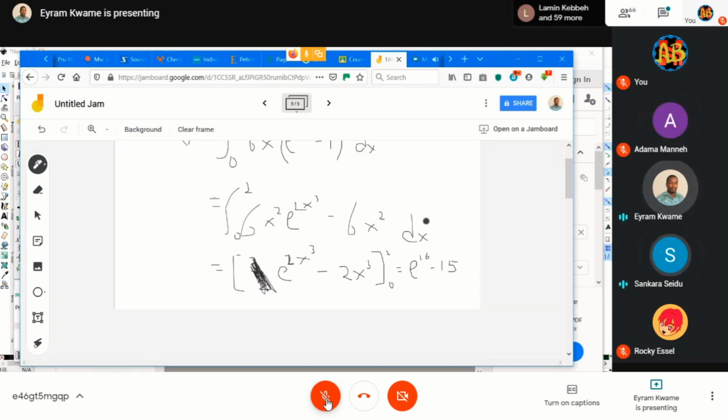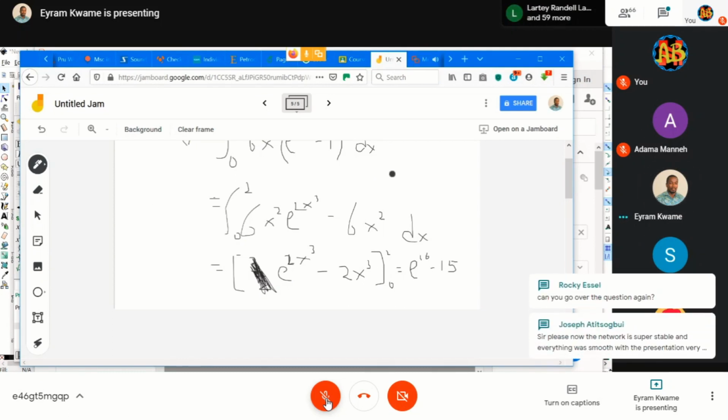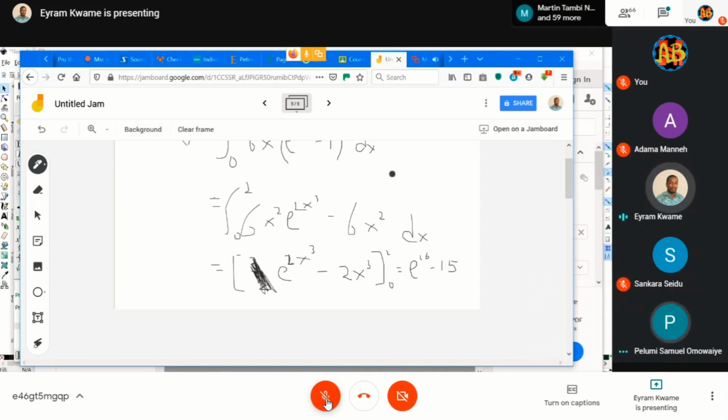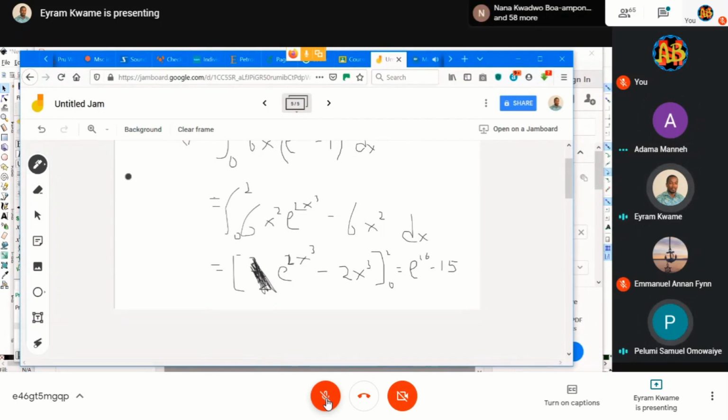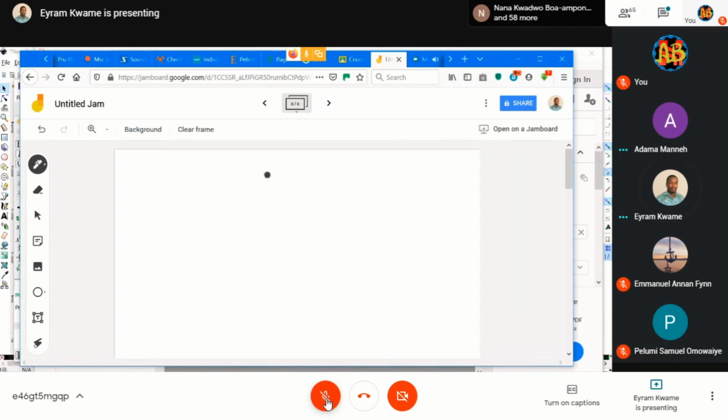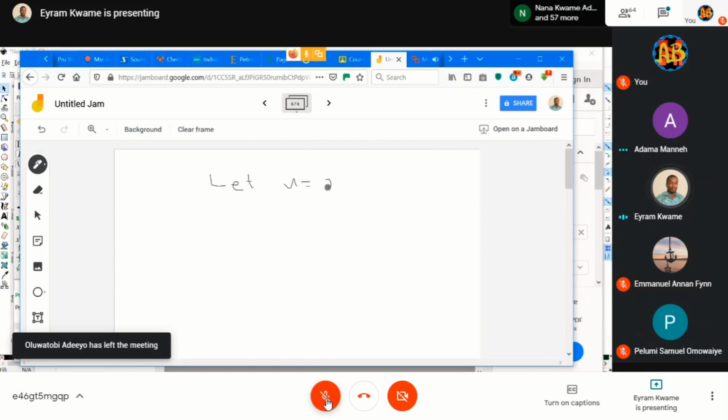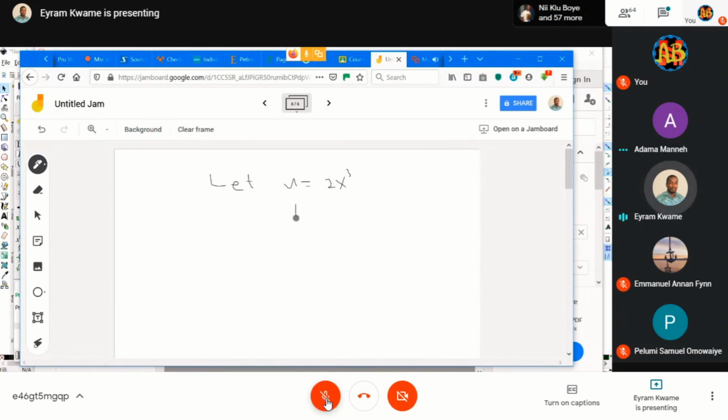So I use u substitution. Do you know how to do u substitution? Yes, sir. So you do this. I'm going to write it right here. Okay, so let's go to the other slide. I guess we could also use the exponential function as well. Let u equal to 2x cubed. Then du dx.